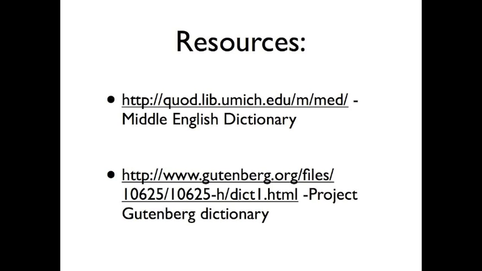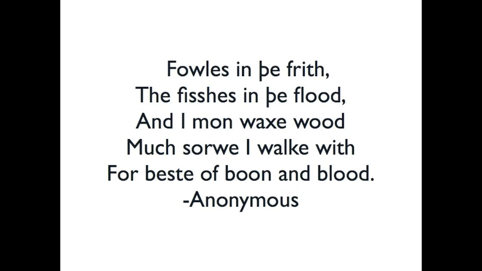So now we're going to go through a brief example of how vocabulary in Middle English can directly contribute to multiple meanings in a text. We're going to be looking at a pretty famous poem called Fowlers in the Frith. The full text is as follows. Fowlers in the frith, the fishes in the flood, ein e mon wax a wold, much sorrow e walk with, for beste of bone and blood.